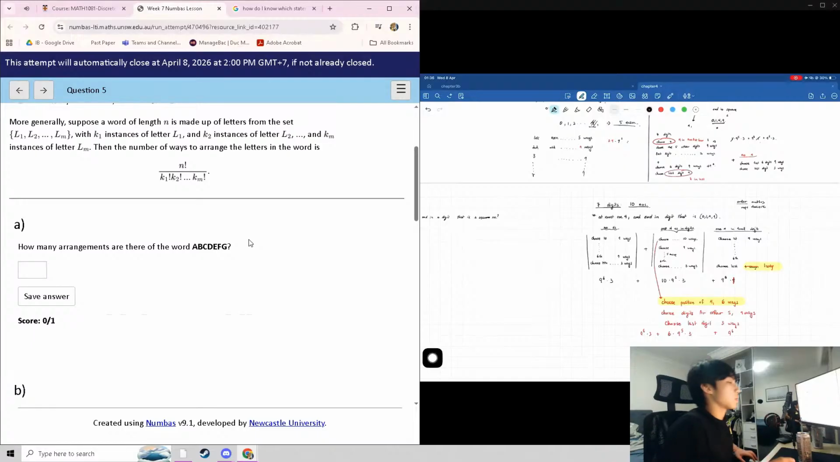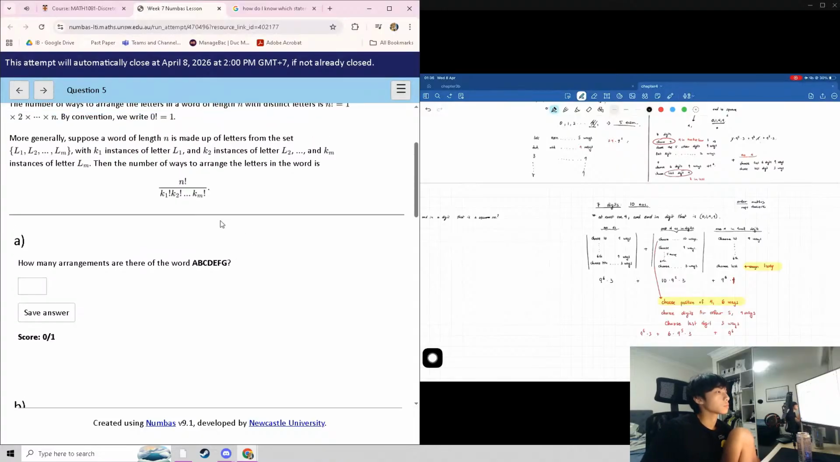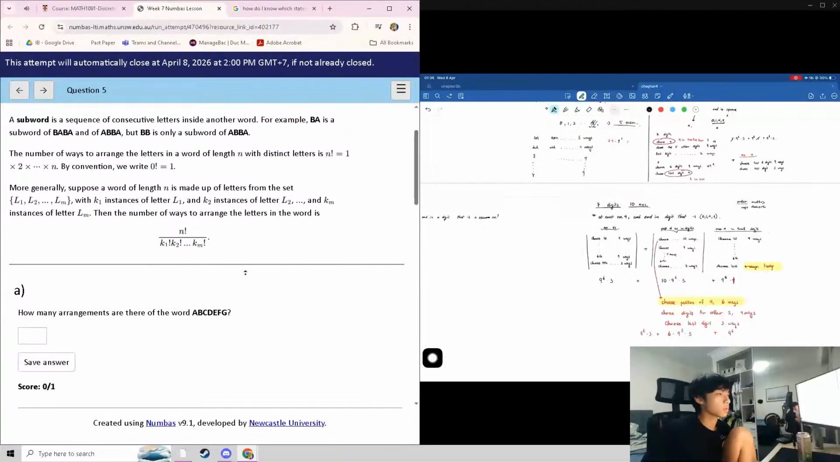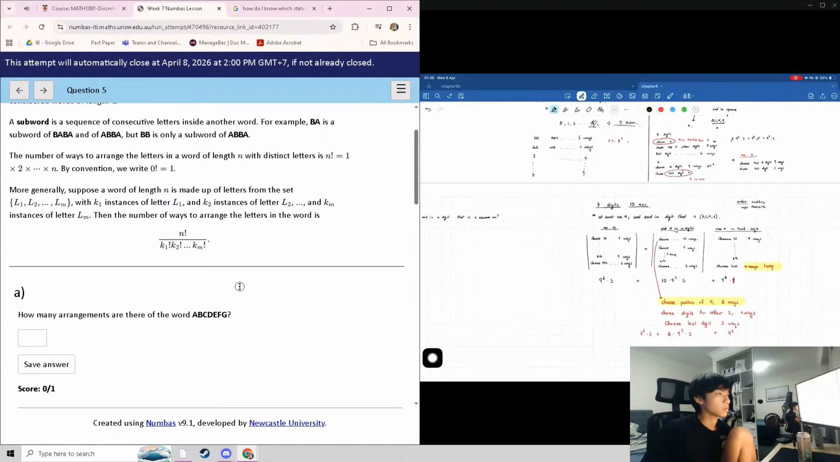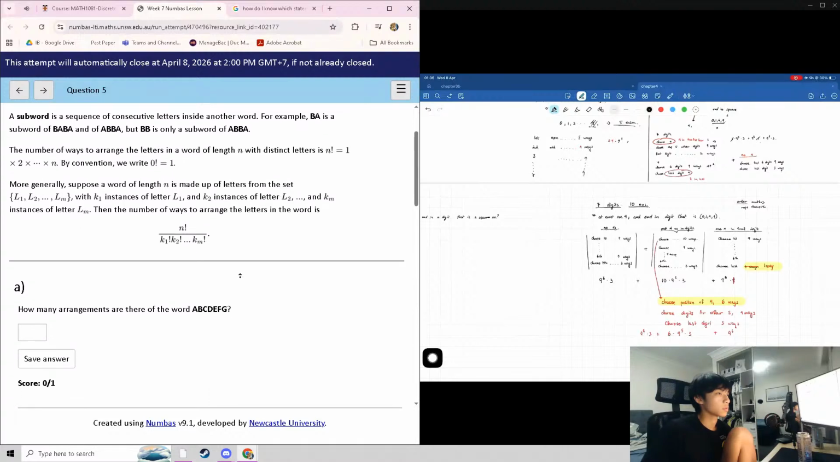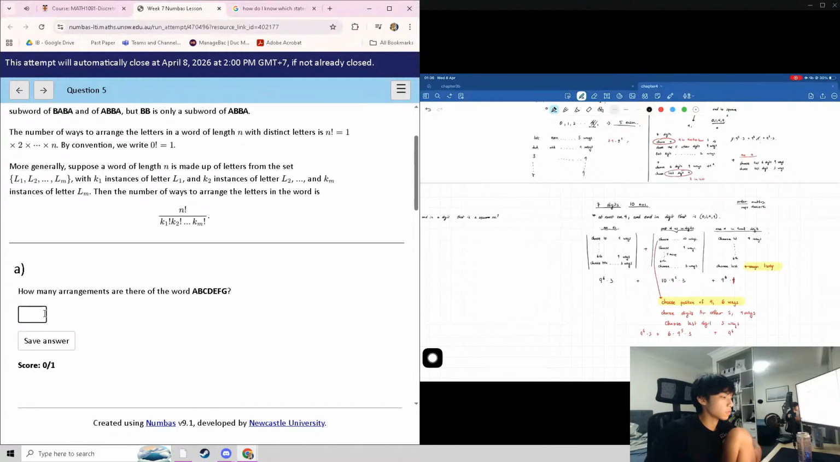How many arrangements are there for the word A, B, C, D, E, F, G? Seven factorial ways.